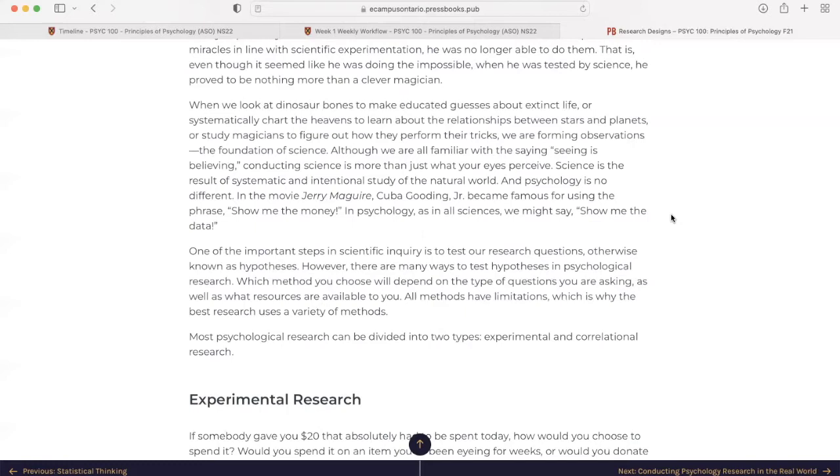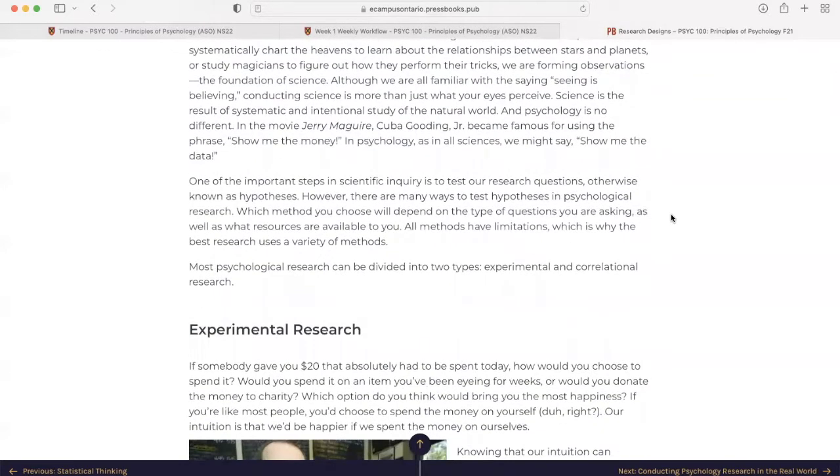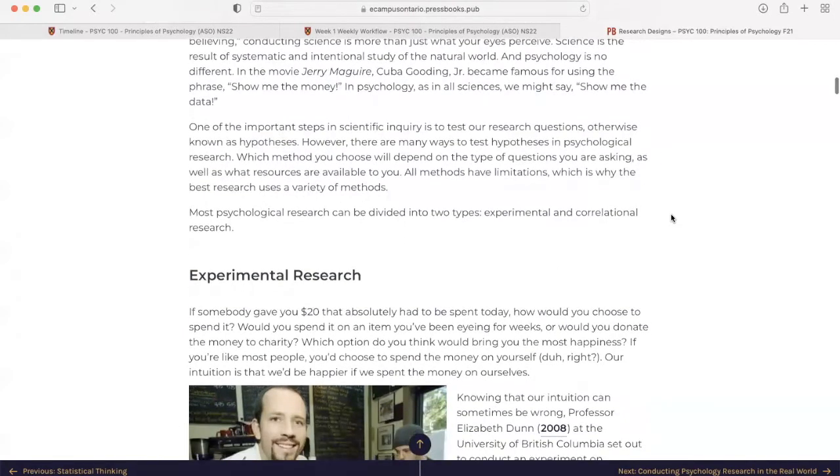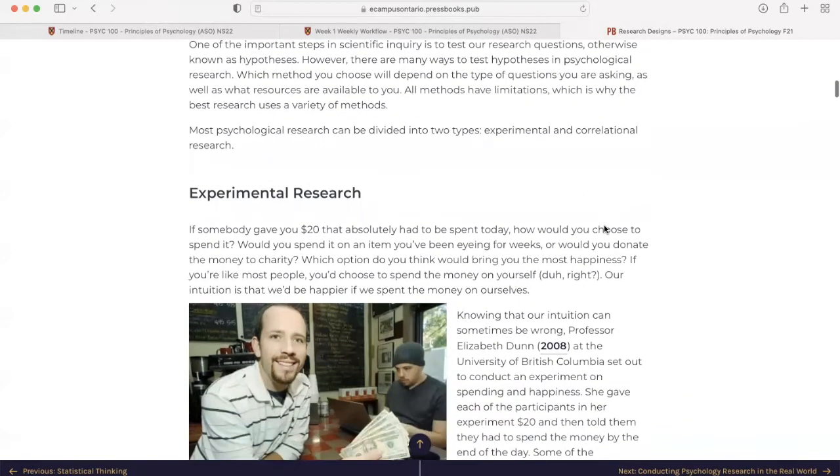One of the important steps in scientific inquiry is to test our research questions, otherwise known as hypotheses. However, there are many ways to test hypotheses in psychological research. Which method you choose will depend on the type of question you are asking, as well as what resources are available to you. All methods have limitations, which is why the best research uses a variety of methods. Most psychological research can be divided into two types: experimental and correlational research.